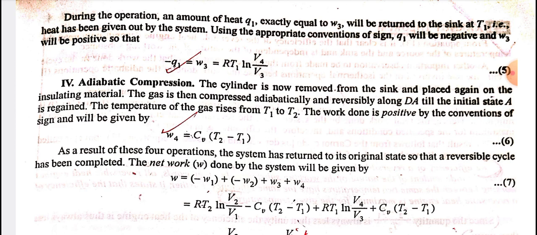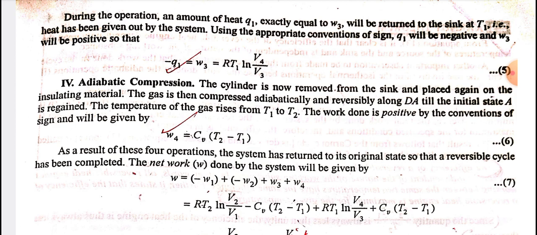Adiabatic compression. The cylinder is now removed from the sink and placed again on the insulating material. The gas is then compressed adiabatically and reversibly along DA till the initial state A has been regained. Temperature of the gas rises from T1 to T2. The work done is positive by the conventions of sign and it will be given by W4 is equal to CV times T2 minus T1. As a result of these four operations, the system has returned to its original state so that a reversible cycle has been completed.